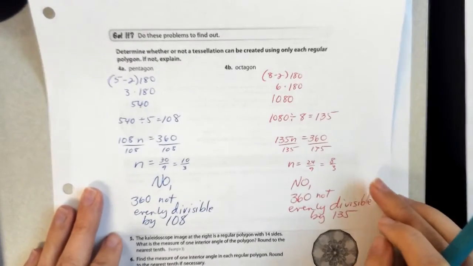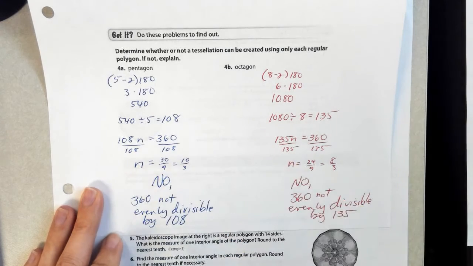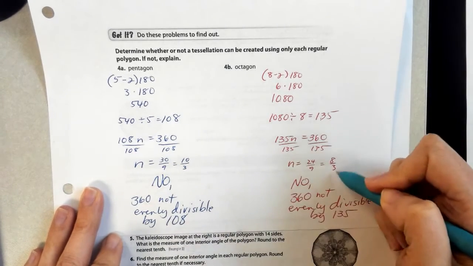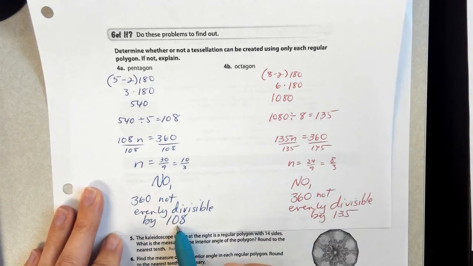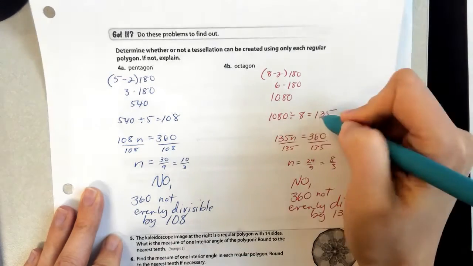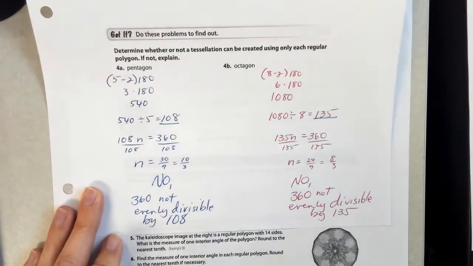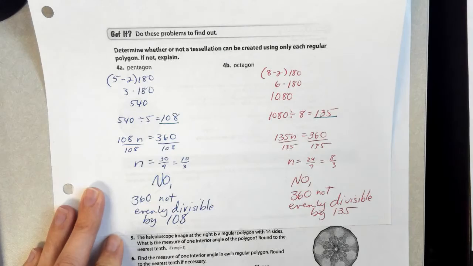And on both of these it doesn't, because 10/3 doesn't come out evenly to a number and 8/3 also doesn't. Since 360 is not evenly divisible by the 2 interior angles that I had found, then no, it is not going to be able to create a tessellation. There's going to be gaps in between.